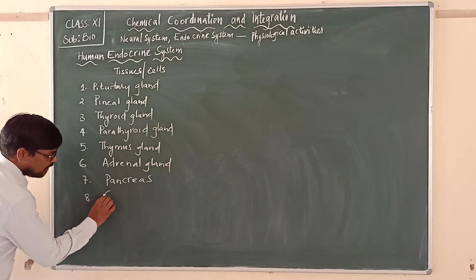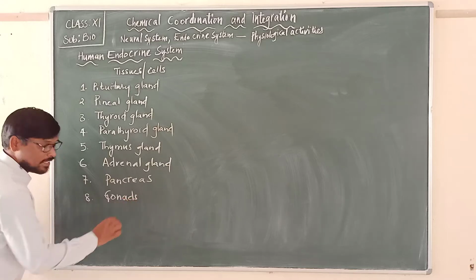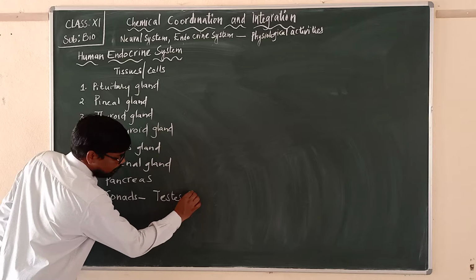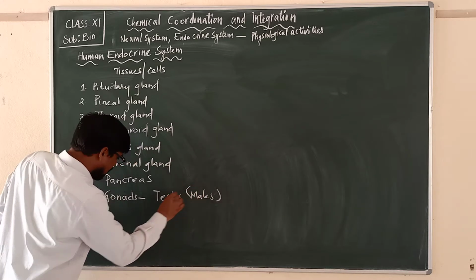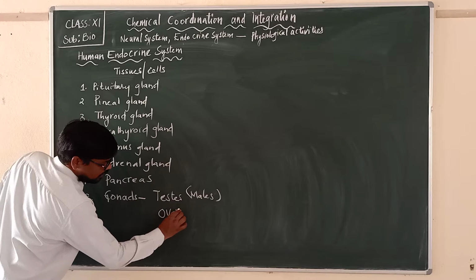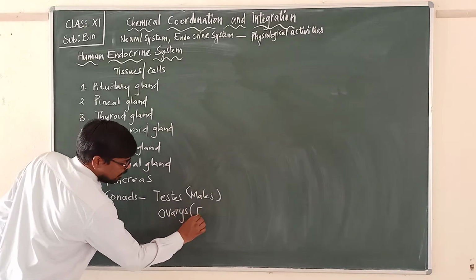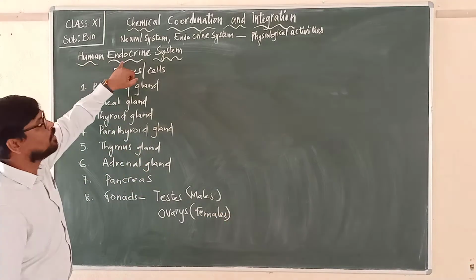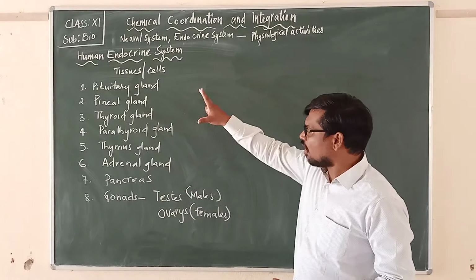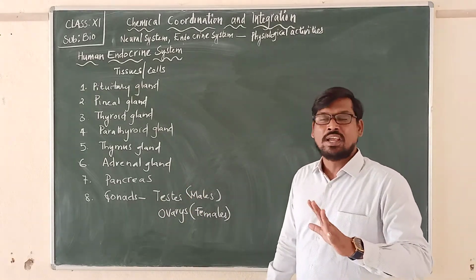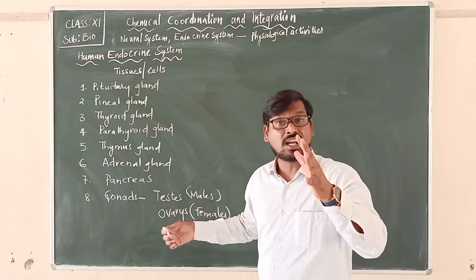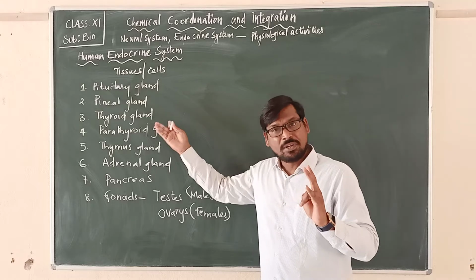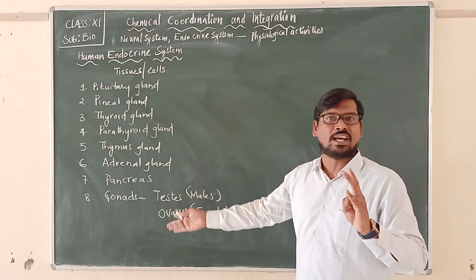And the next one is the gonads. Gonads is a word used both for the testes present in males and the ovaries present in females. So in this chapter, under the human endocrine system, we are going to discuss all these glands: what hormones are produced by the pituitary gland, what hormones are produced by the pineal gland, followed by all the other glands.